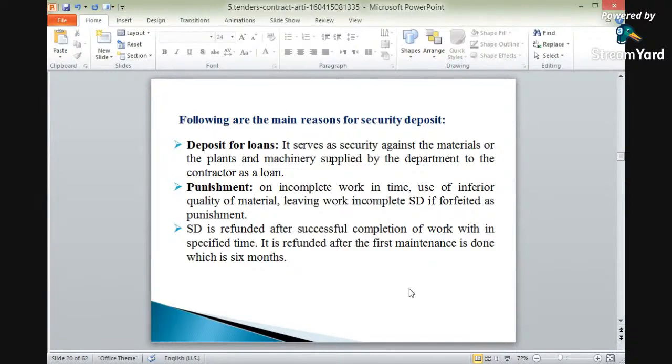the construction work, whether the construction work has been properly done or not, if there are any faults, or if there are any leakages, or if any quality work is to be carried out. At that time, this SD plays an important role in order to maintain the quality, and in order to prevent any type of faults in the construction work.